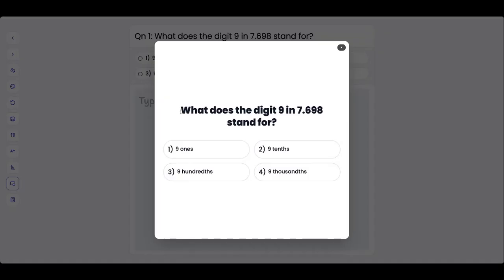So let's get started on the first question. Question number 1. What does the digit 9 in 7.698 stand for?